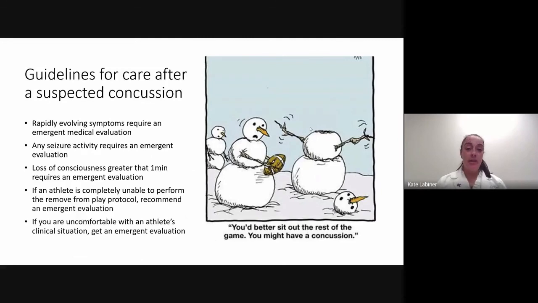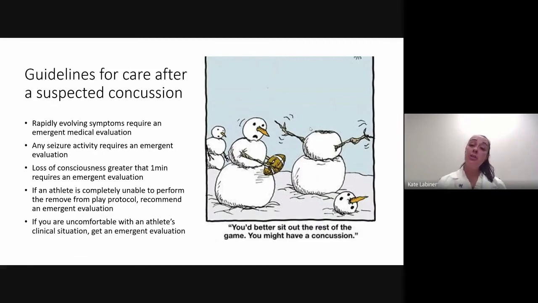So after a concussion, what do you do? You're going to see changes. You're going to have rapidly evolving symptoms. Some of them may require medical evaluations, some don't. If you see something that looks like a seizure, we automatically would say that you need to be evaluated. If you have loss of consciousness greater than 1 minute, that also requires emergent evaluation. If they are unable to perform the remove from play protocol, then we'd also recommend emergent evaluation.